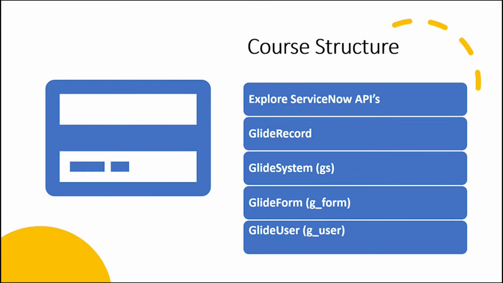Next we will jump into GlideRecord, one of the server-side APIs. We would see what different methods we can use and what we can achieve. In detail, I'll show you by doing the scripting. Same I'll do for GlideSystem, GlideForm and GlideUser. GlideForm and GlideUser are client-side APIs. So a lot more discussion will be there in each and every video that I'm going to do.